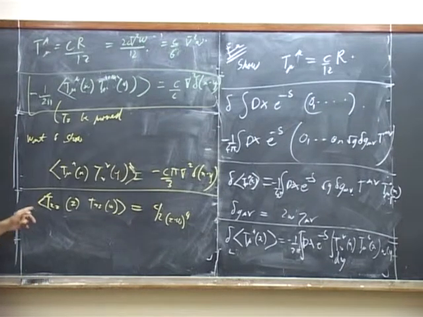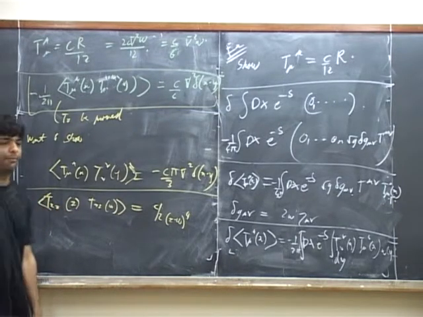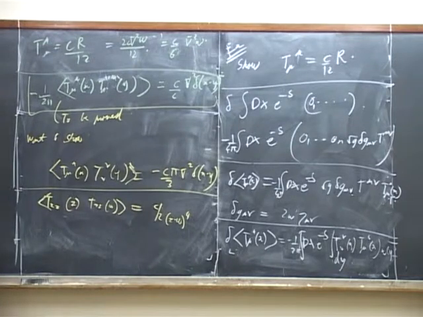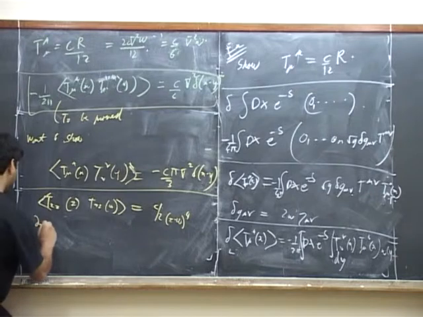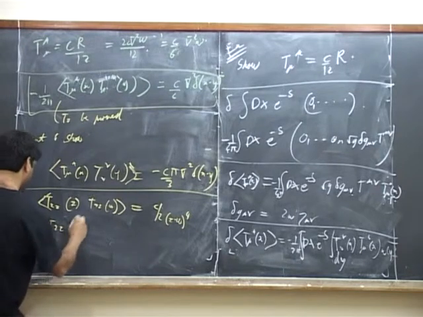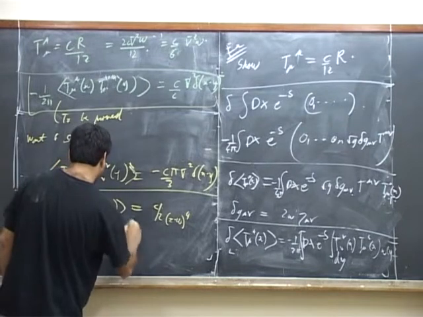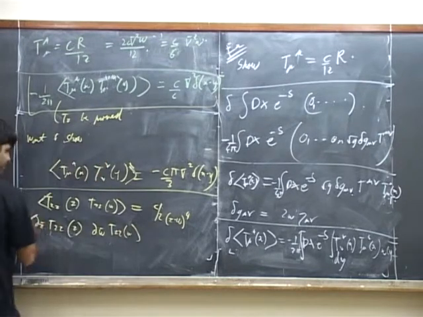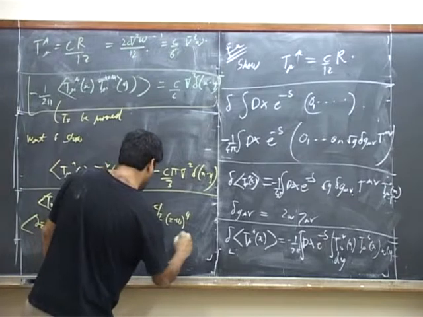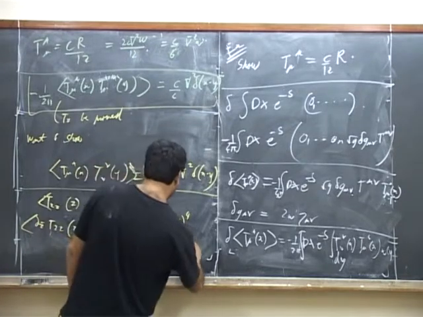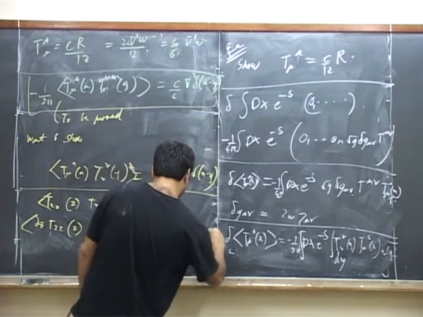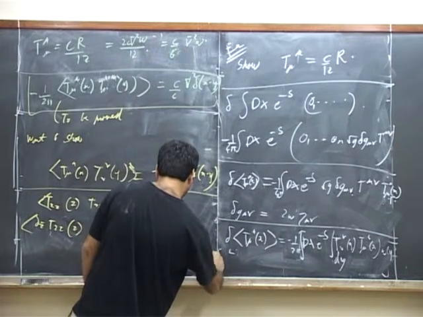Let's take this statement and act on it with a del z bar and a del w. Okay, this I can do. So del z bar of T_zz of z and del w bar of T_zz of w is equal to c by 2 del z bar del w bar of 1 over z minus w.